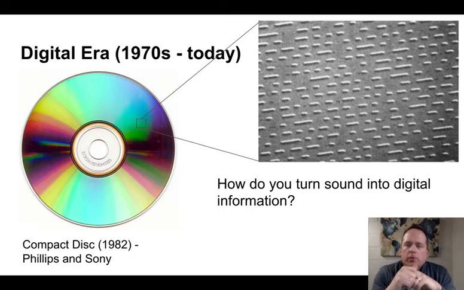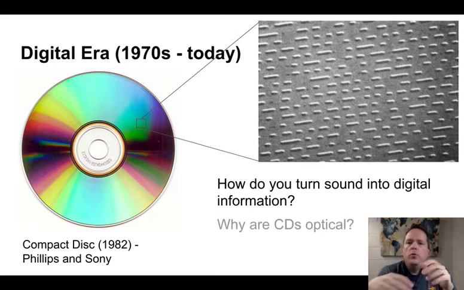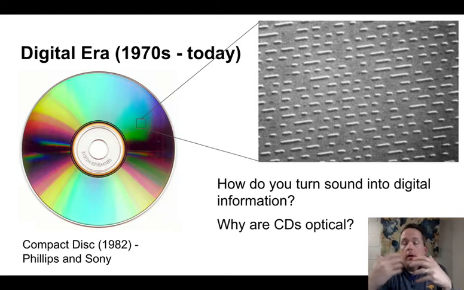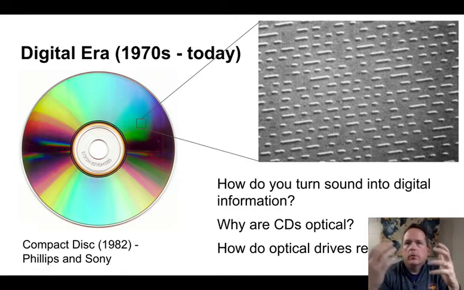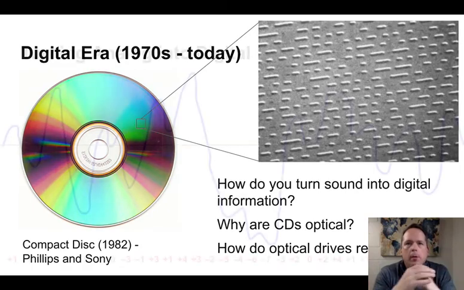And so we're going to think about a few questions here related to CD operation in the next couple of minutes. First, how do you turn sound, this pressure wave, into digital information, into just a series of numbers? When you do so, how do you get it on a CD? Why are CDs optical? Why do you need light to make a CD work? And how do these optical drives, CD players, DVD players, Blu-ray players, all the same basic technology, actually read the discs and get the information back out that becomes the sound that you are listening to or the video game you're playing?